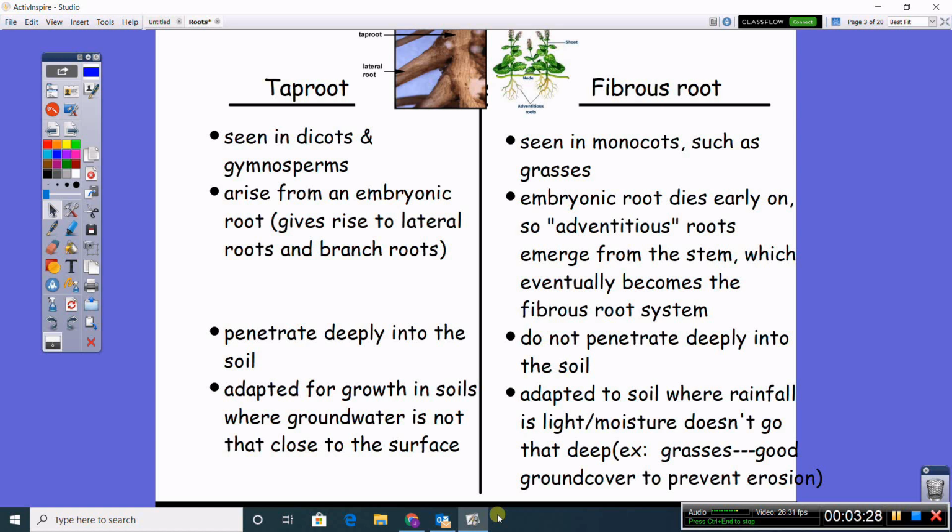So a taproot is adapted for growth in soils where the groundwater is not that close to the surface. Whereas fibrous roots, which are your branching roots, which are part of things like monocots and grasses, they're going to be more adapted where the rainfall is light and doesn't go that deep. But because of the way that those fibrous roots branch out, that's going to make them good for ground cover for preventing erosion.